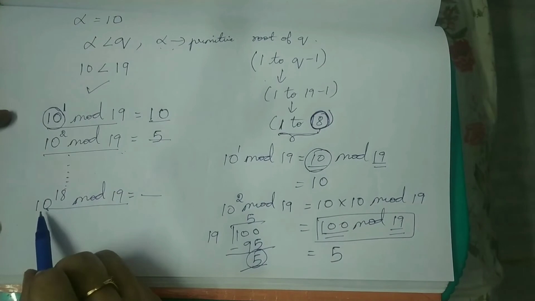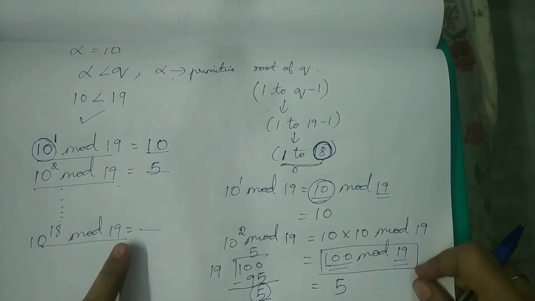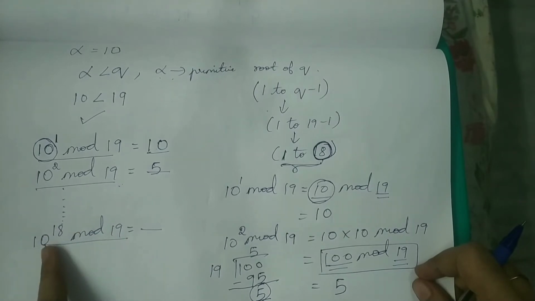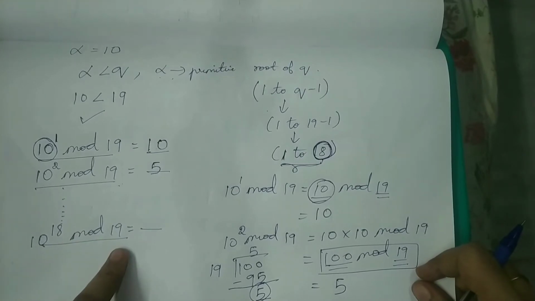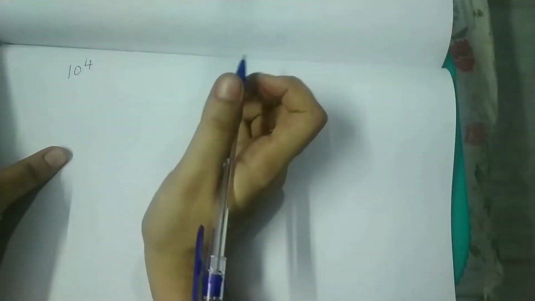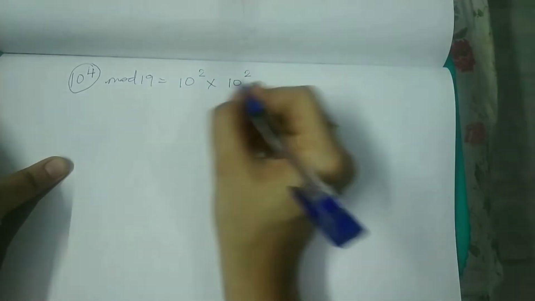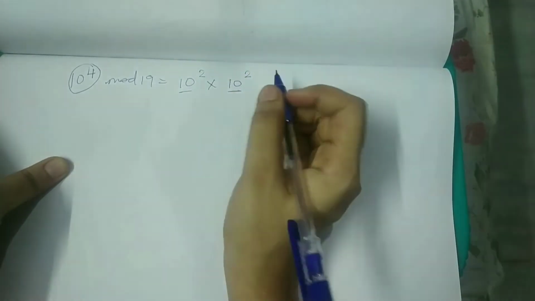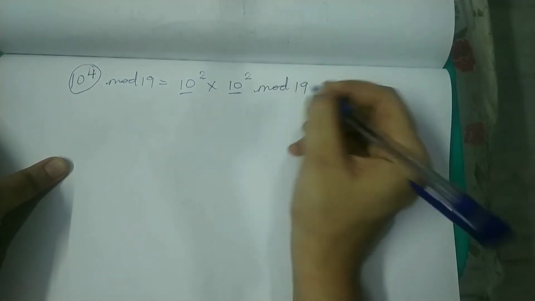Next let us find for 10 to the power 18 mod 19. For that we must know the answer for 10 to the power 4 mod 19 and 10 to the power 9 mod 19. So first let us solve those two. So 10 to the power 4 mod 19 is equal to, I can write this 10 to the power 4 as 10 square into 10 square. When the bases are same, I can add the powers. So 2 plus 2 is 4. So I can write it in this form, mod 19.